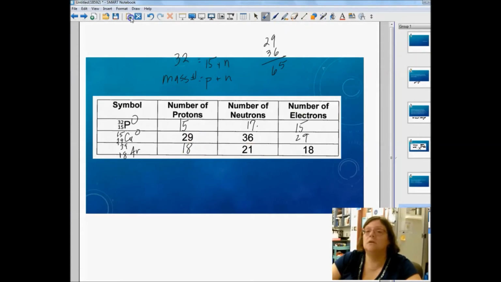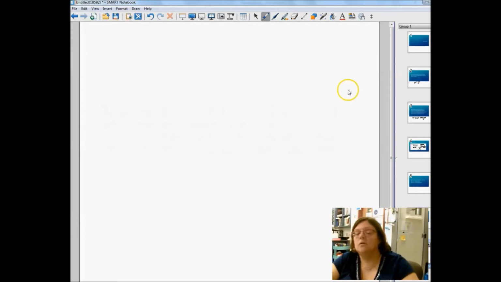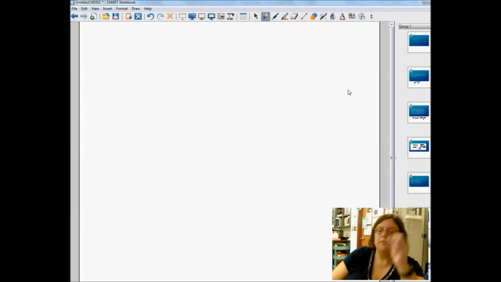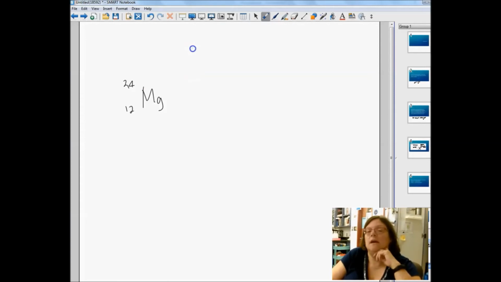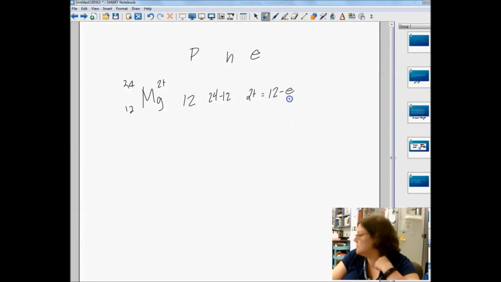Get another page here. What if I tell you I have magnesium? How many protons does it have? It has 12. How many neutrons? 24 minus 12. Electrons are going to be, charge equals protons minus electrons. So if you've got 12 protons, how many electrons must you have?